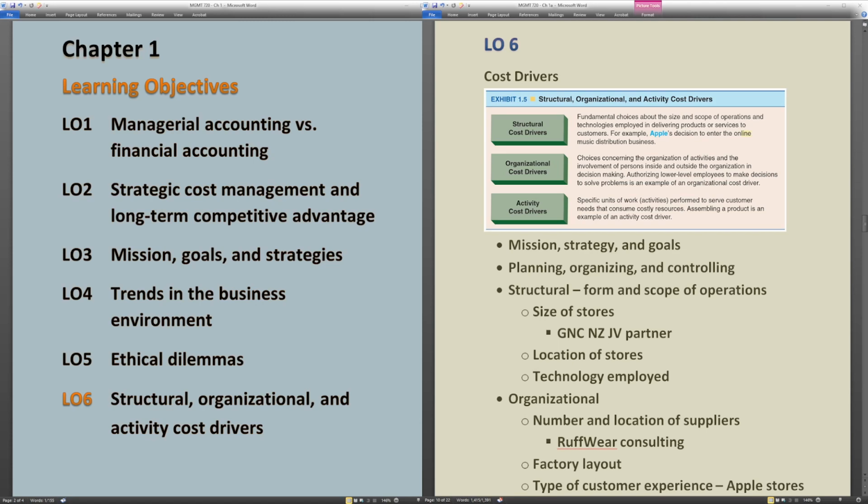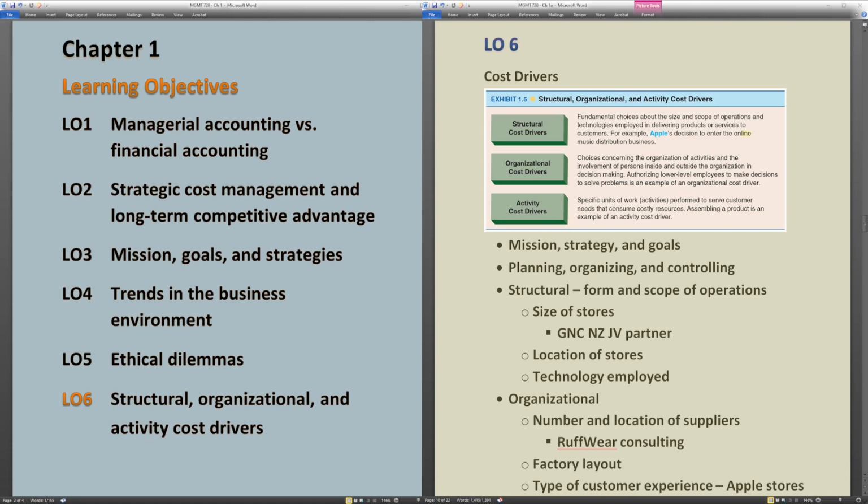Very rarely is there just a one-to-one comparison. But this goes back to when I was saying that managerial accounting looks at costs from many different viewpoints. This is just another way to slice and dice costs and activities within the organization. So structural is the form and scope of operations. For example, size of stores, location of stores, what's the technology employed? In other words, the big picture, how you're going to approach it. It could be sitting somewhere between strategy from the mission, strategy, and goals, and the planning and organizing from the second list.